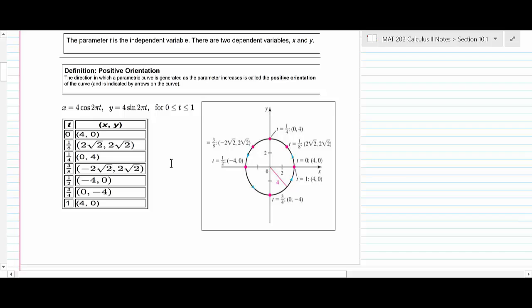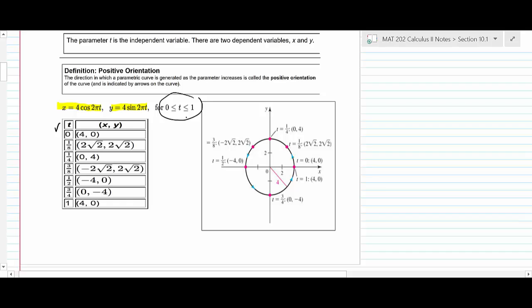Okay, so here's an example, and then I'll talk a little bit about what the positive orientation means as I go through some of these examples. This is one that I've already done, so this would be an example of a function that's been parameterized. And notice that we have an equation for x and an equation for y. Now I'm going to just show you what is going on in this problem. So let's start with t. T is going to be defined on this problem to go from 0 to 1.